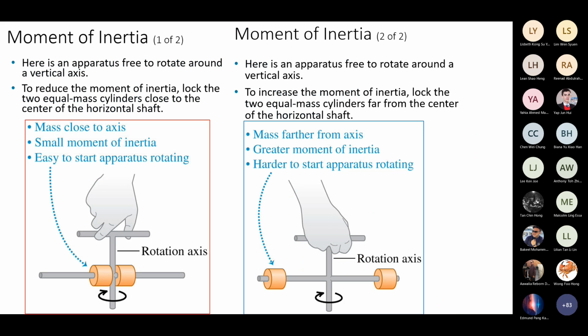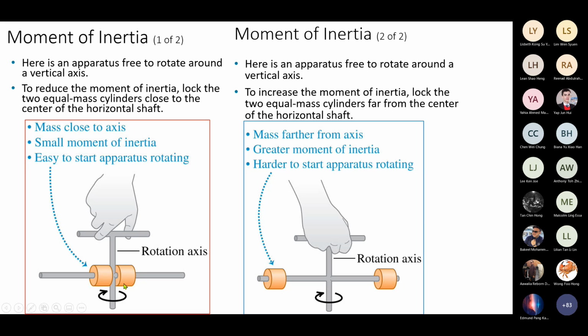Okay. What is moment of inertia? How does the material behave for the external load? Here is an apparatus free to rotate around the vertical axis. See here, another example is also given here. When this object is rotated, last time it was a loading onto the member.